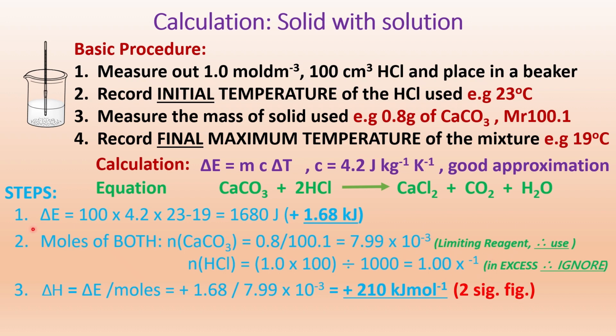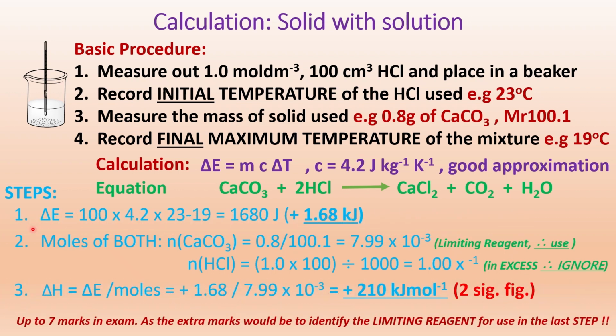Again, this could be worth up to 7 marks because the extra marks is in step 2, to calculate the moles of both and show which one is a limiting reagent. As an examiner, I found out in AQA, a lot of people made step 2 a mistake. They couldn't identify the limiting reagent.